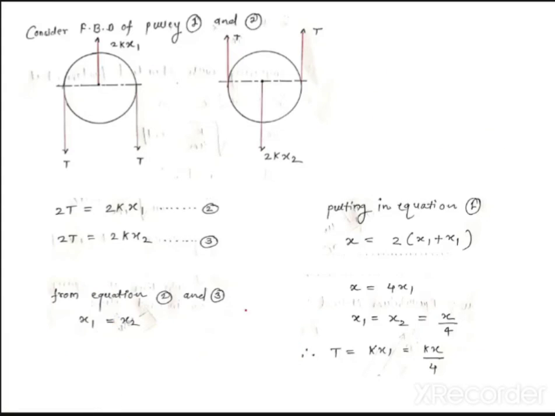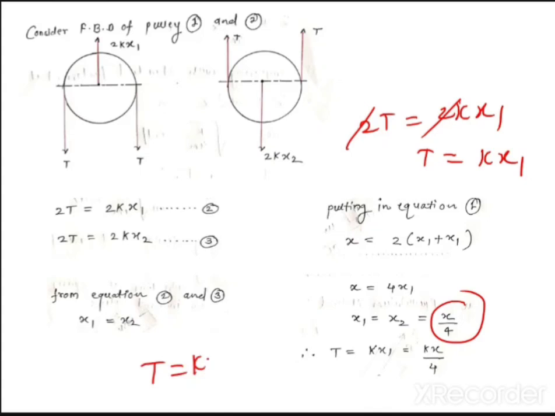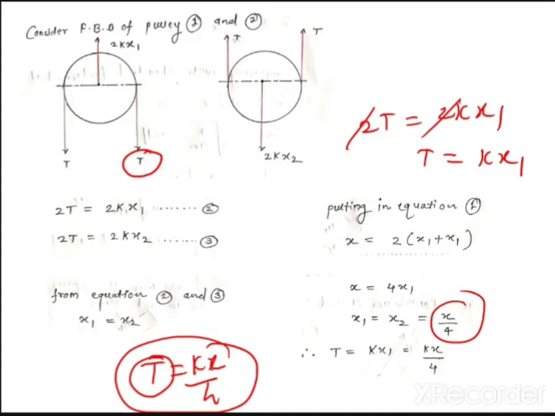Now have you understood this? If x1 is equal to x2 is equal to x by 4, now you know from this equation that 2t is equal to 2k into x1. The 2 gets cancelled. So t is equal to k into x1. But what is x1? x by 4. So I am getting t is equal to kx by 4. From this you can also calculate the tension in the cord. So the tension inside the cord is k multiplied by x by 4. So I have got x1, x2, and t.